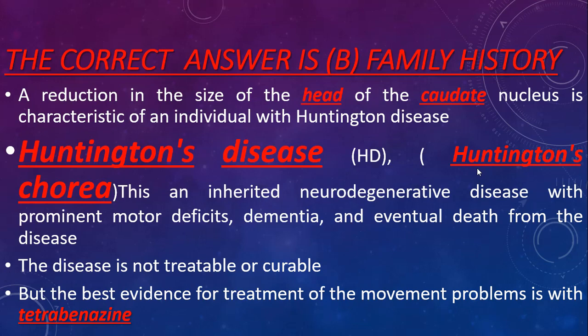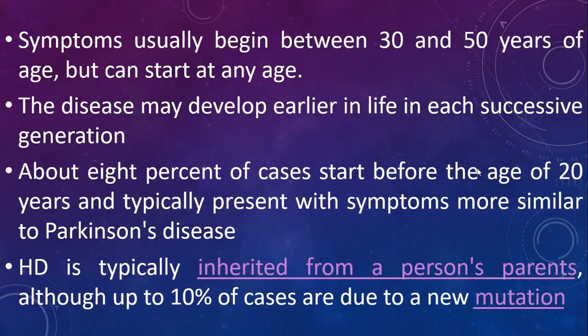Huntington's disease, HD, or Huntington's chorea, is an inherited neurodegenerative disease with prominent motor deficits, dementia, and eventual death from the disease. The disease is not treatable or curable, but the best evidence for treatment of the movement problem is with tetrabenazine. Symptoms usually begin between 30 and 50 years of age, but can start at any age. The disease may develop earlier in life in each successive generation.